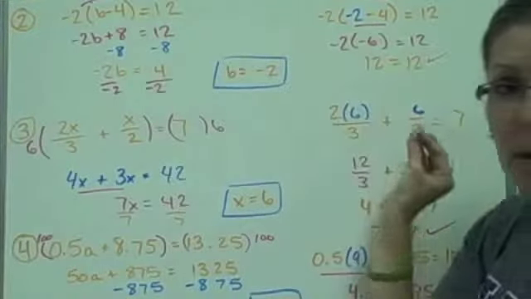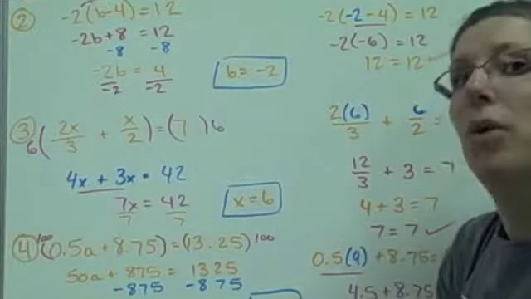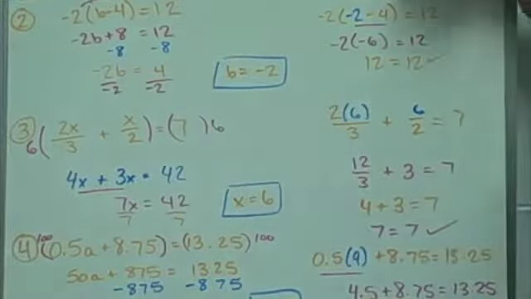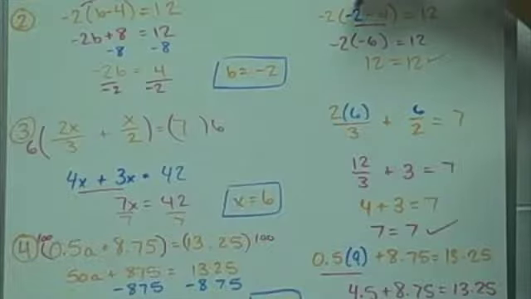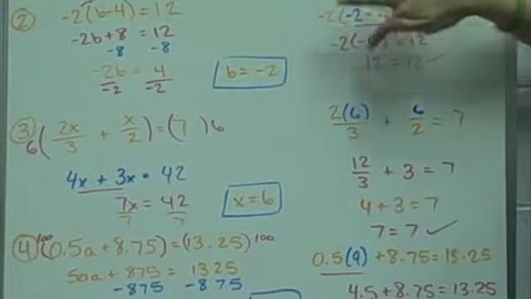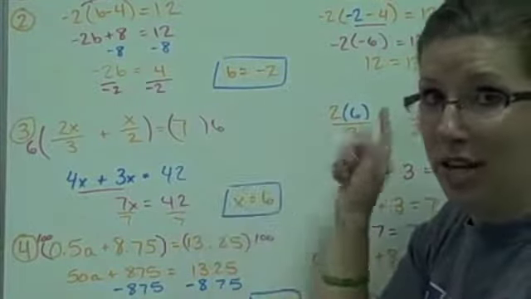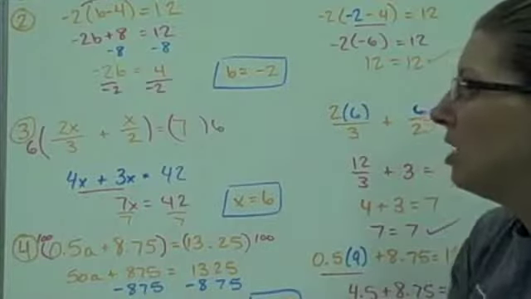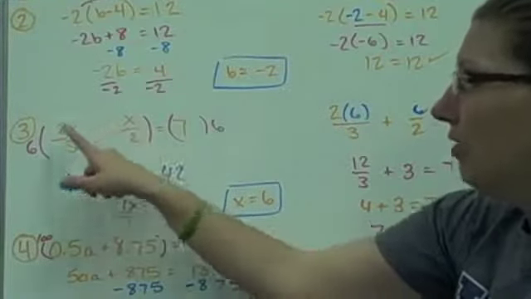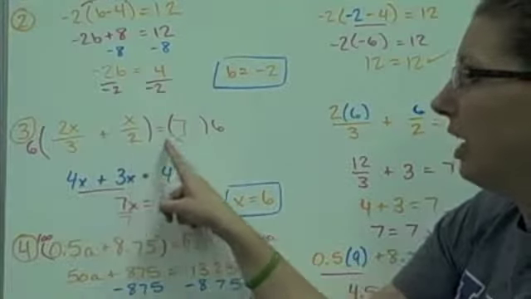Over here, when I check my work, I'm going to use the order of operations. So I'm going to start with the parentheses. Negative 2 take away 4 is negative 6. Negative 6 times negative 2 is positive 12, which is what I should get. So this is the correct solution. I checked my work. Number 3, I've got 2x over 3 plus x over 2 equals 7.